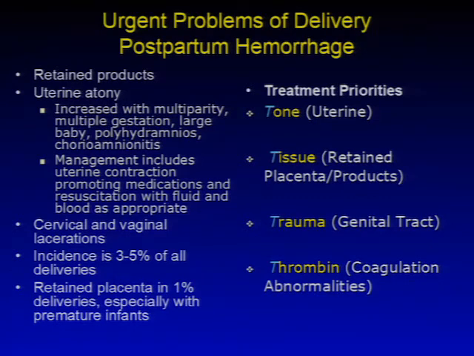1, uterine tone. 2, ascertaining whether or not there was retained placenta or products. 3, whether there has happened to have genital tract trauma. And 4, whether there's a coagulation abnormality going on.